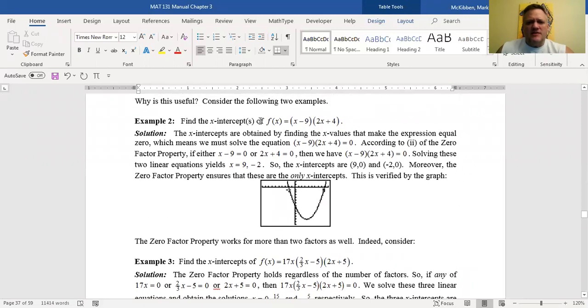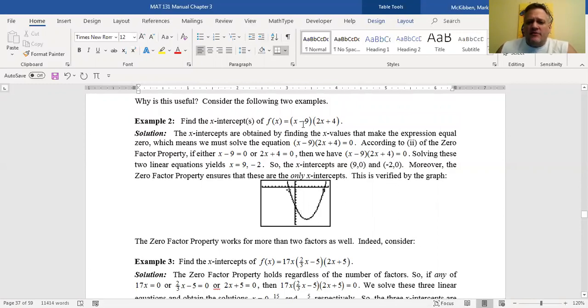You want to find the x-intercepts of this function. Well, an x-intercept occurs when the y value is 0. The only way that this expression can be 0 is if either of the factors is 0, right? And the zeros of the factors are what make it 0. So x equals 9 or x equals minus 2 would be the zeros of this function, and they give rise to the x-intercepts as such.